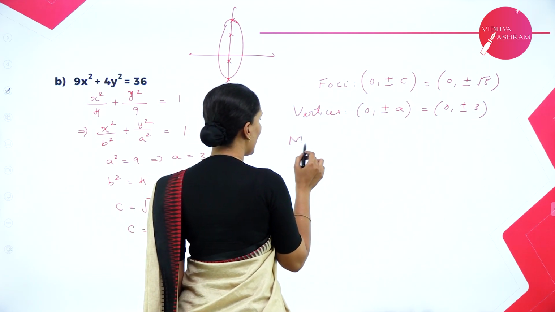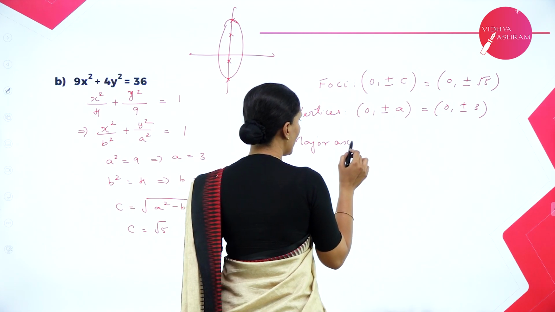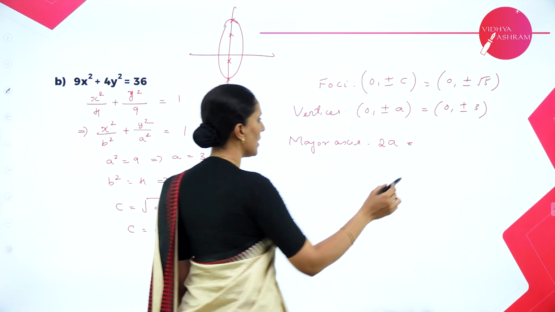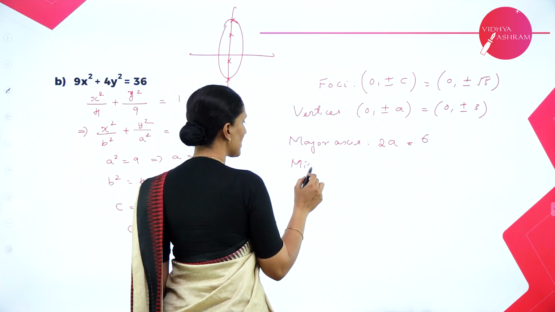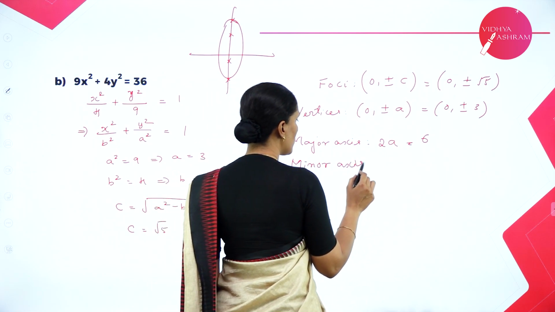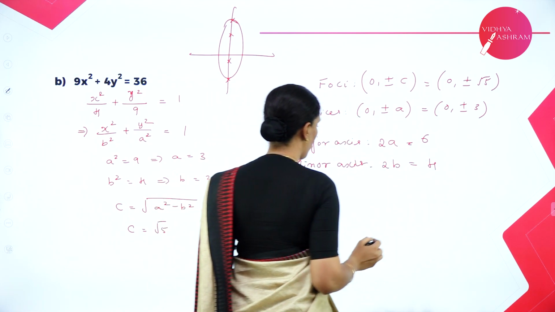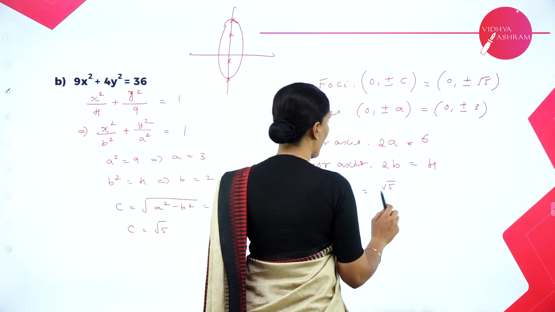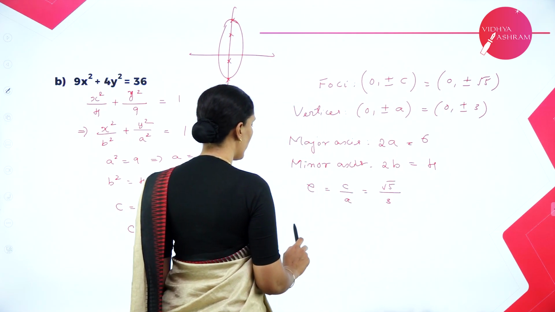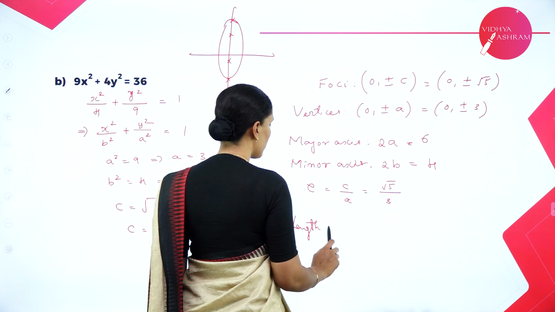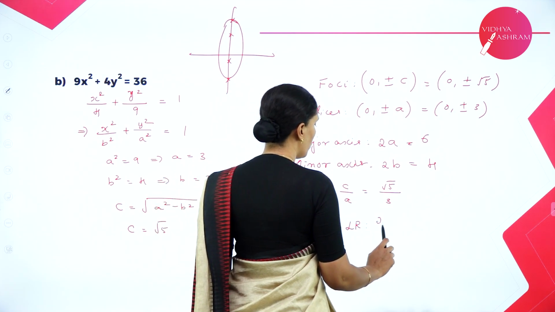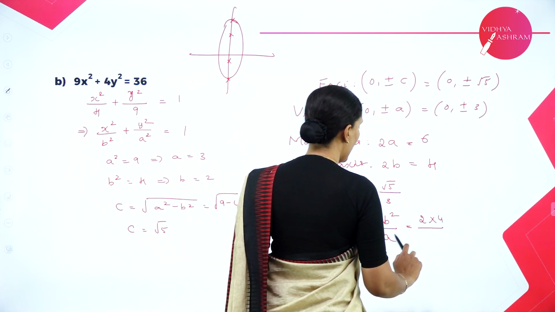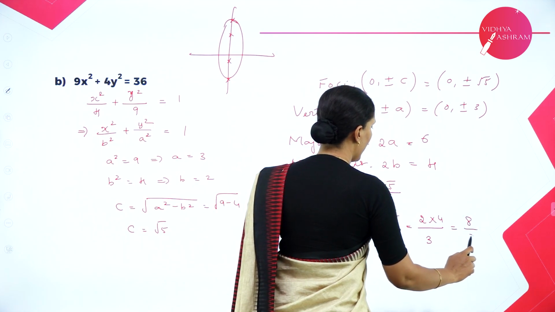Next, we need to find out the major axis. So, major axis is 2a. So, therefore, the value of a is 3. So, 2 3s are 6. Next, we have minor axis. Minor axis is 2b. So, 2 2s are 4. Next, we have eccentricity c by a, which becomes root 5 by 3. Next, we have length of latus rectum. So, which is 2b square by a is equal to 2 into 4 by a is 3. So, which is 8 by 3.